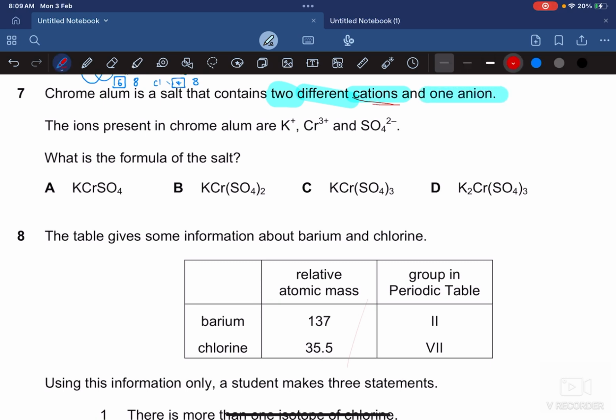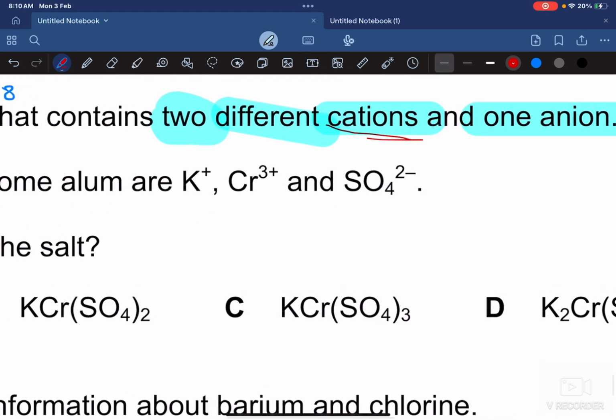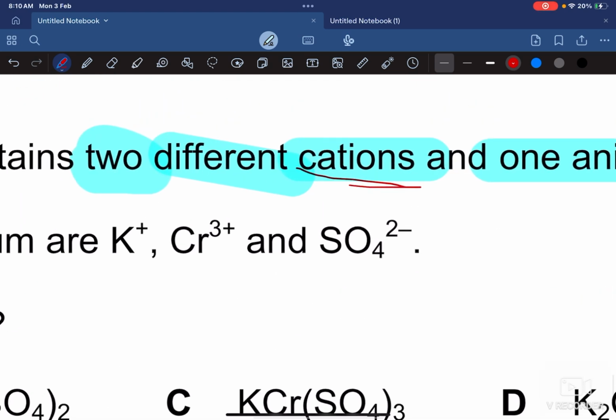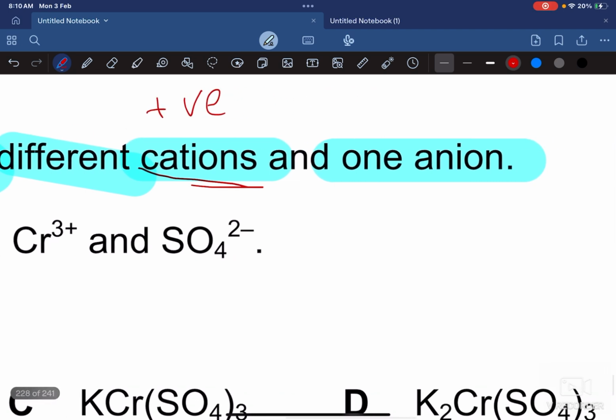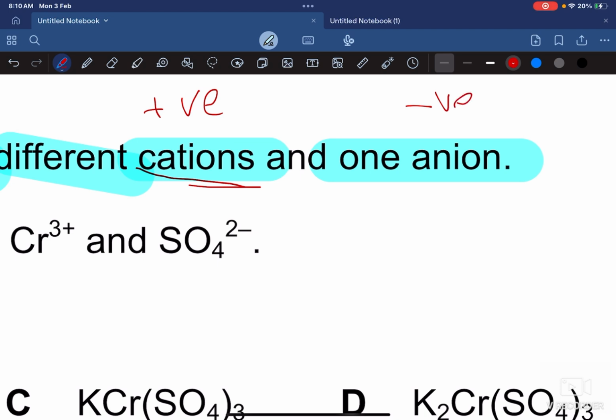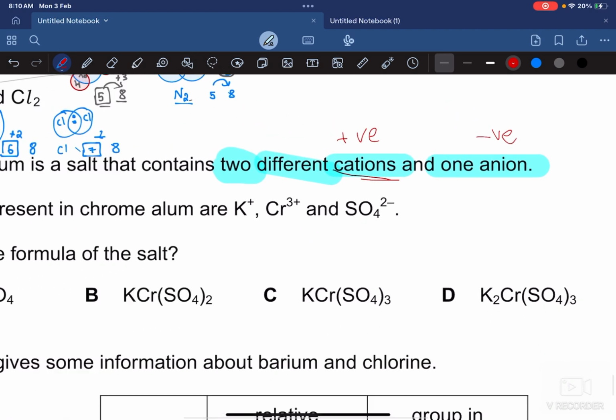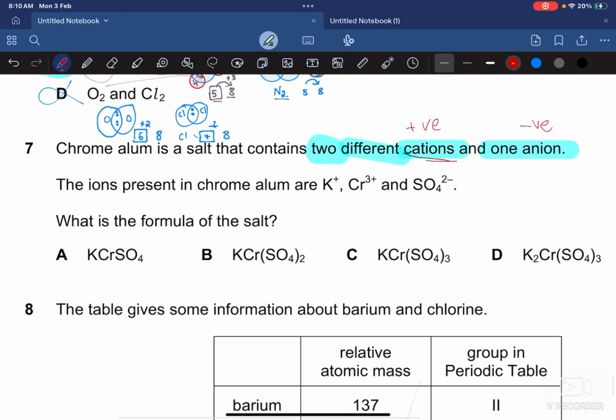So cation is a positive ion. Let me write it. Cation is a positive ion and an anion is a negative ion. That's very basic information that you must know. The ions present in chrome alum are K+, Cr 3+, K is potassium, Cr is chromium, and SO4 2 negative, which is a sulfate ion.